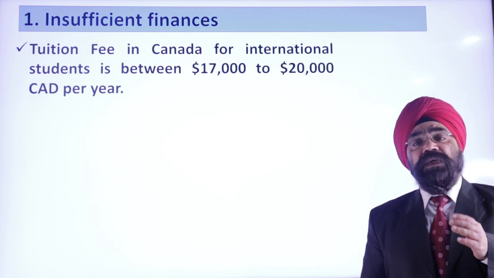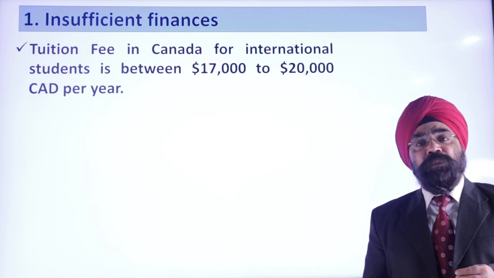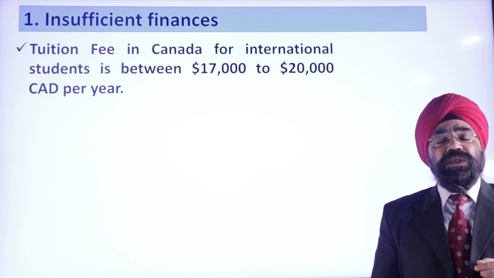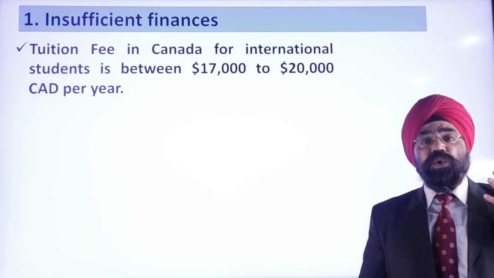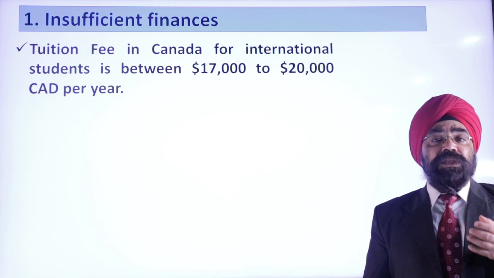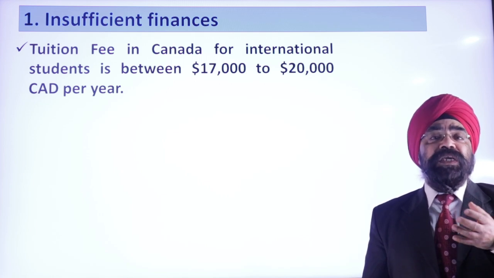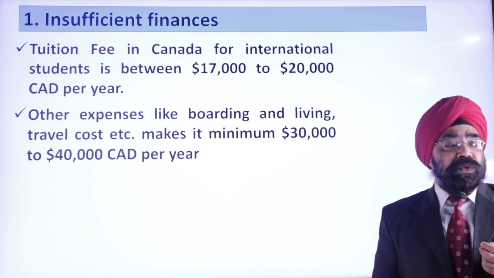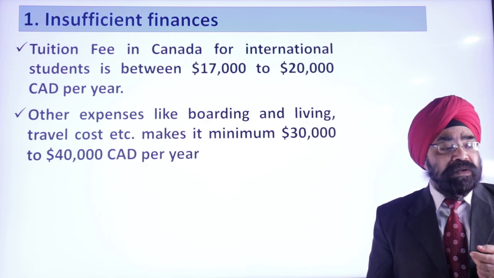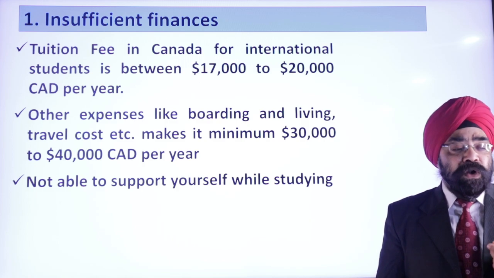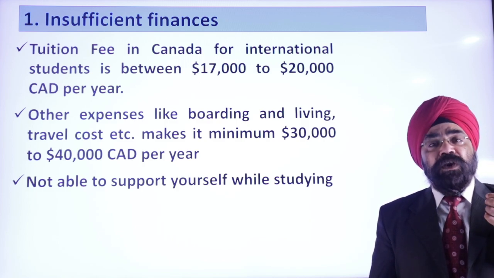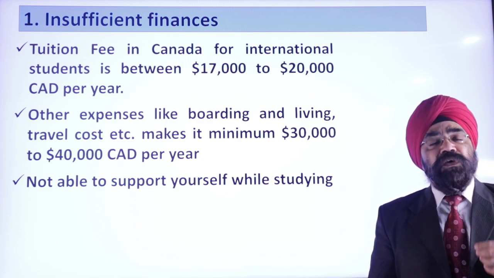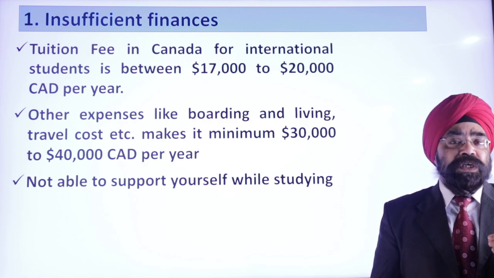Plus there is a GIC. Of course, GIC is for your purpose, but it is also there. So you have to show that much of funds, that you can bear those expenses. If you are not able to support yourself, the chances are you will get a refusal. Not showing adequate funds is one of the common reasons for student visa refusal.